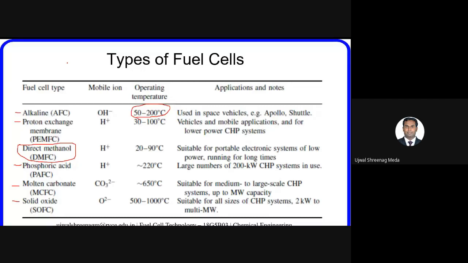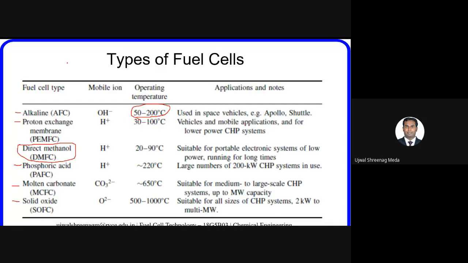The third one under that category is DMFC. Again, the operating temperature is close to room temperature, and it varies from 20 to 90 or 100 degrees centigrade. Next is phosphoric acid fuel cell. So here the operating temperature is around 200 degrees centigrade. So it is medium temperature fuel cell.